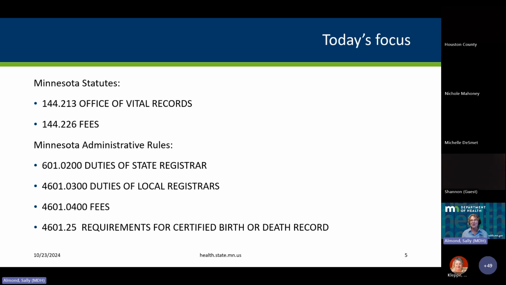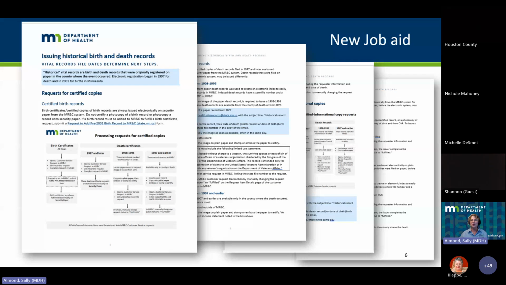When we talk about historical records, let's first define them. Those are records that were initially filed on paper before electronic vital records registration began. And these records cover a lot of years, and they're regulated by a whole bunch of Minnesota state statutes and administrative rules. And I told you that we are going to introduce a new job aid. This is a quick peek at it.